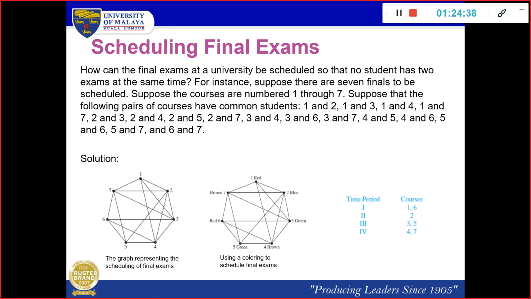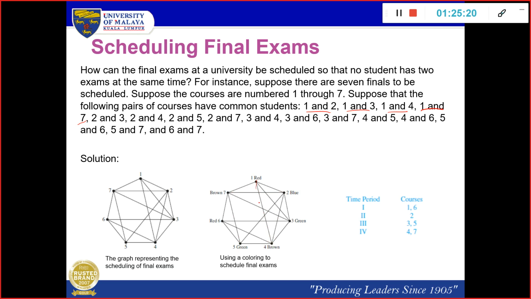Doctor, why are 1 and 7 connected? Why are the vertices for 1 and 7 connected? This one, 1 and 7? Oh, okay, sorry. 1 and 2, 1 and 3, 1 and 4, okay? 2 and 3, 2 and 4, and so on. So if you color red, blue, green, brown, red, blue, green, brown, green, red, red, blue, green, brown. This one can be green. So there are no two adjacent vertices with the same colors.